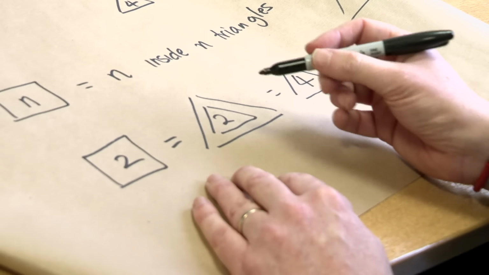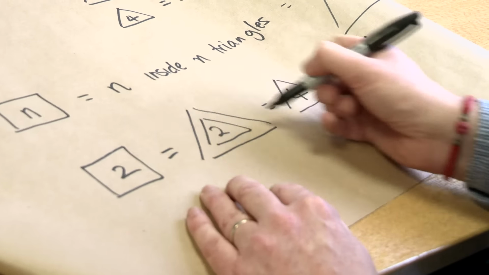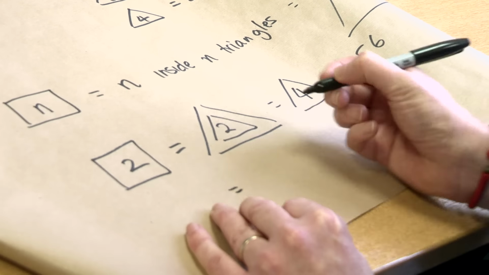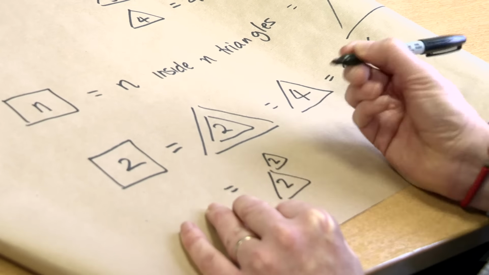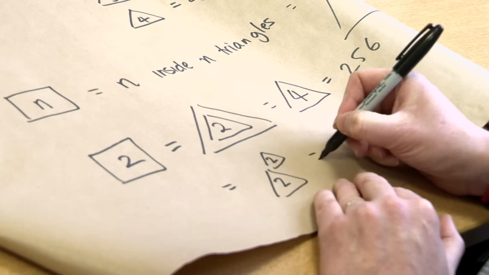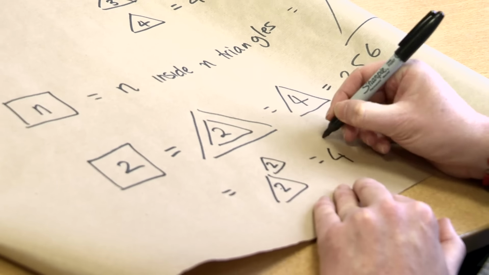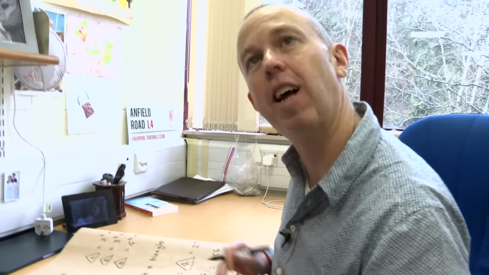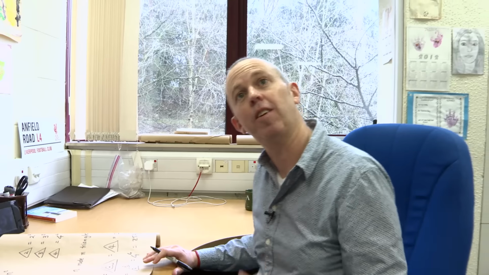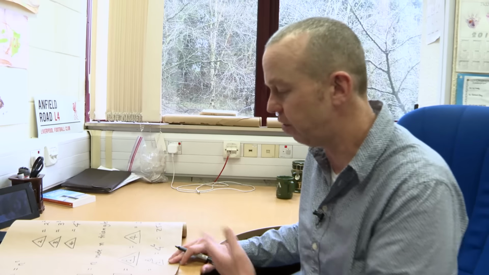The other way is you calculate the outer triangle first. So this is going to be triangle 2 to the power of triangle 2, which again is 4. So that's 4 to the 4, which again is 256. So it's consistent. The 2 ways you do it give you the same result. Obviously, you can do square 3, which is going to be a 3 inside 3 triangles.